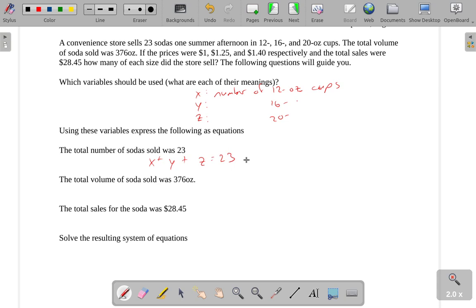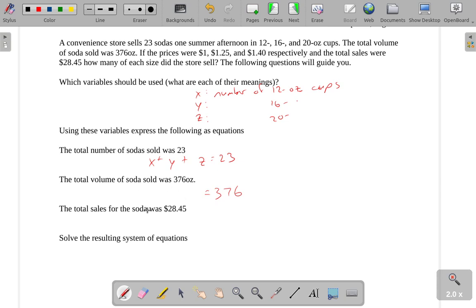This is our first equation, and it literally says the same thing as the total number of sodas sold was 23, as long as I had my X, Y, and Z defined in this way. All right, the total volume of soda sold was 376 ounces. This second equation is going to describe the total volume. The total volume is 376. Something is 376, so something equals that.